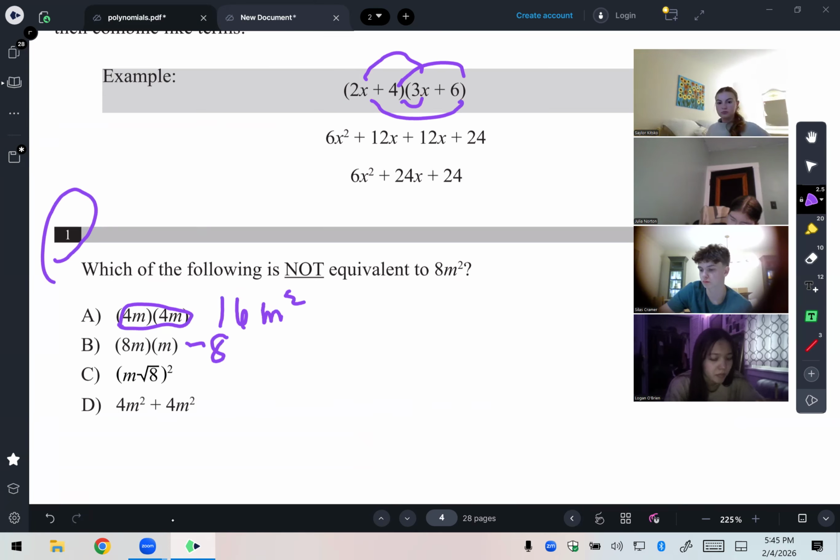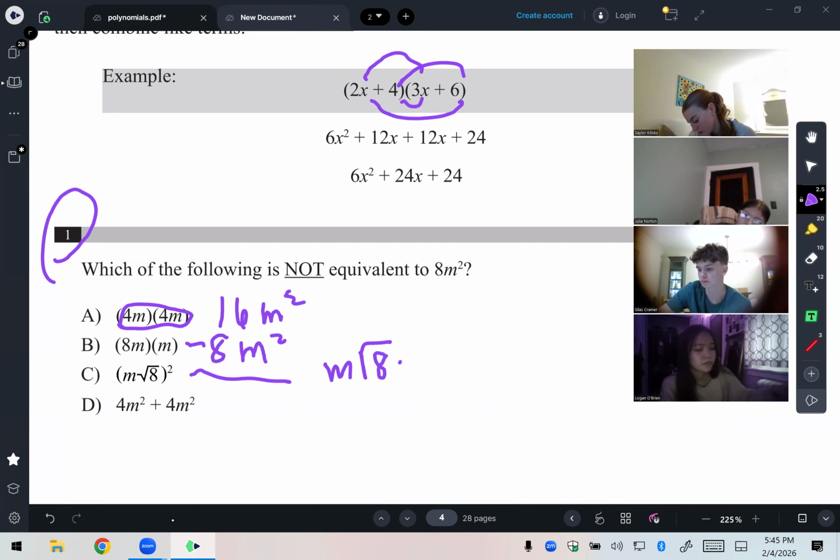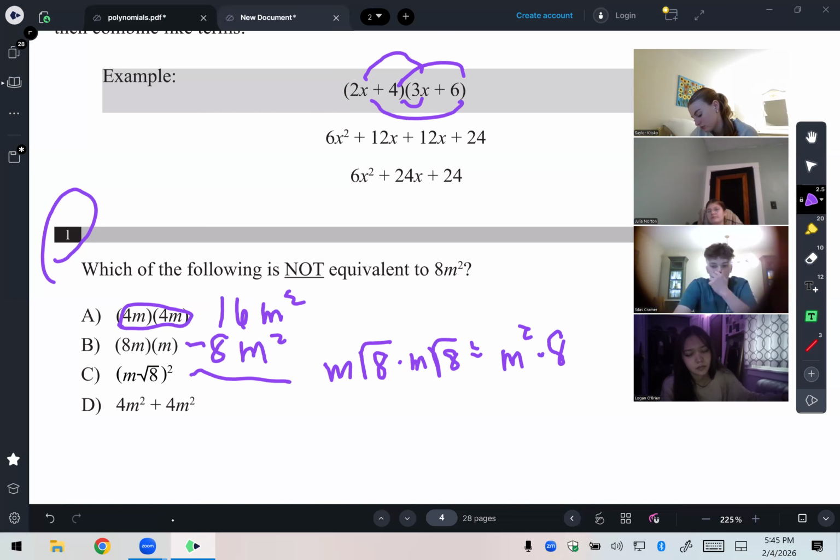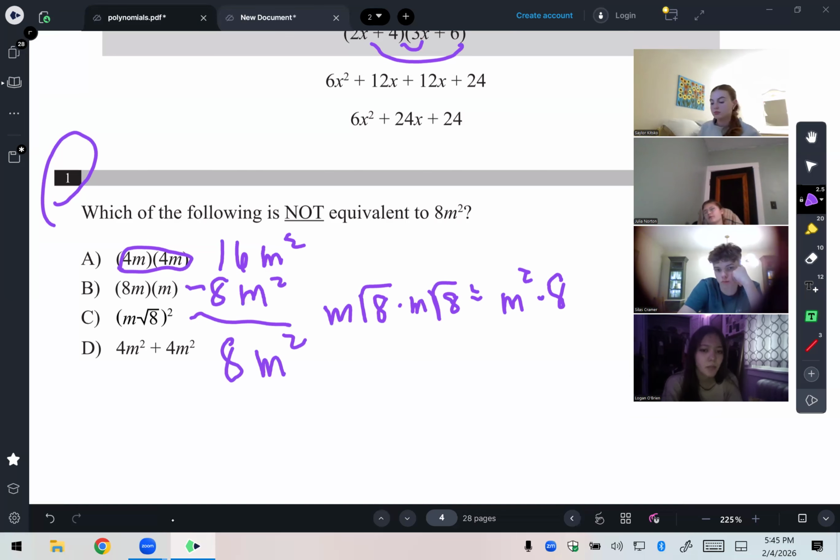This would be 8m squared. This would give us m squared of 8 times m squared of 8, which is going to give us m squared times 8. And this will give us 8m squared. So everybody good with A as the answer, right? Good. Okay, on to the next one.